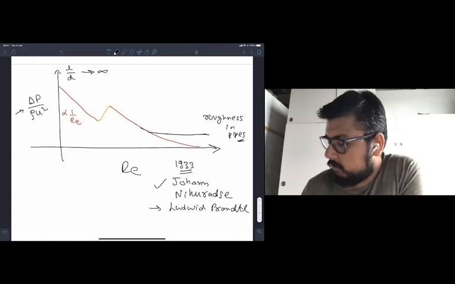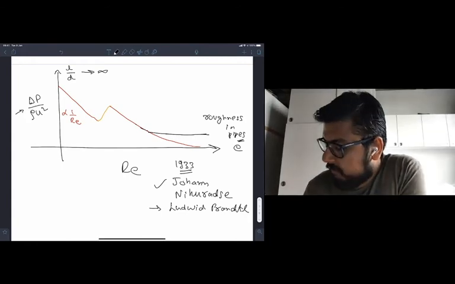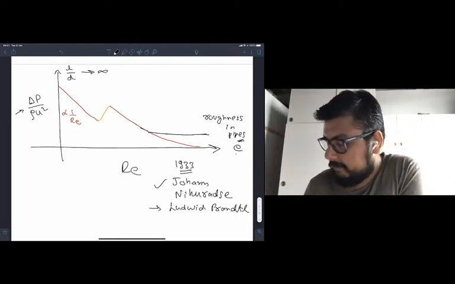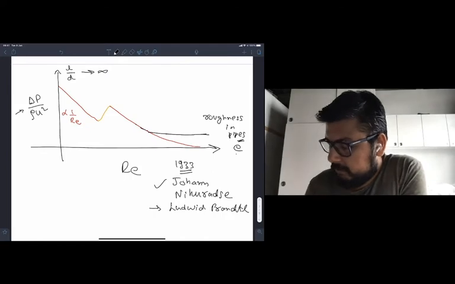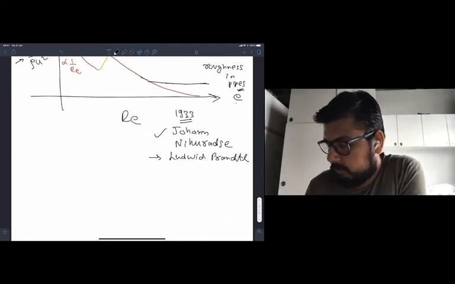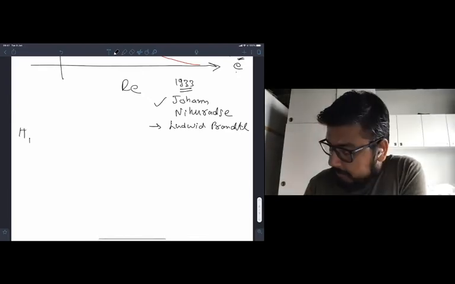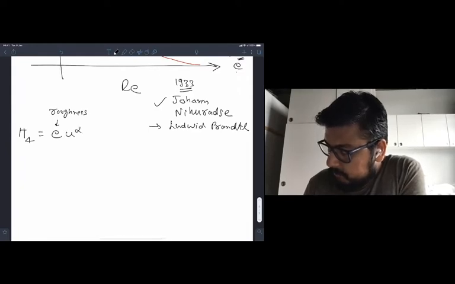So if we denote this by E, then what he found out was that at different values of E, we can have different constant values of this pressure drop as a function of Reynolds. So then we can define another non-dimensional group which will have the roughness E. So E is the roughness, U is again the velocity, D is the diameter, and rho is the density.